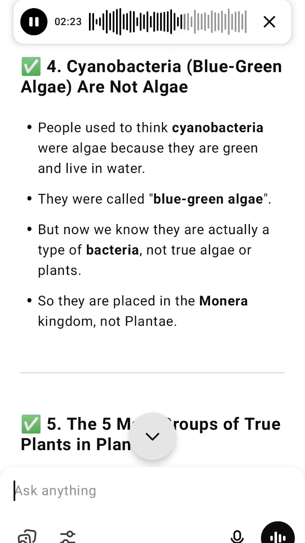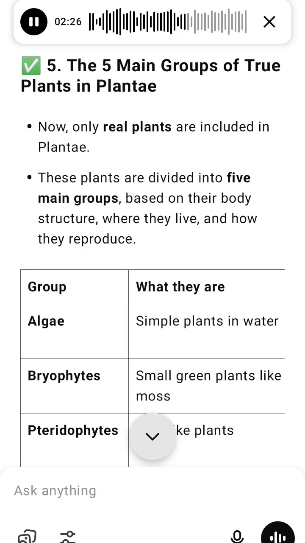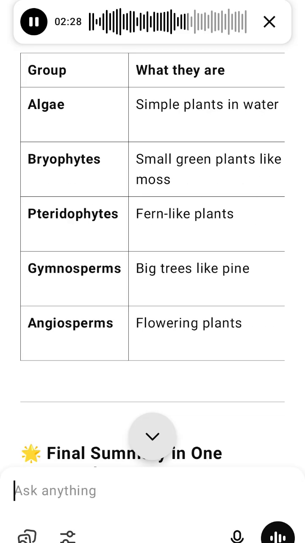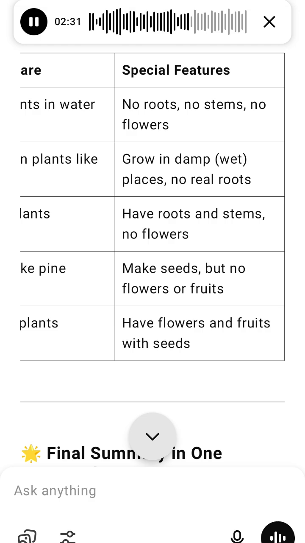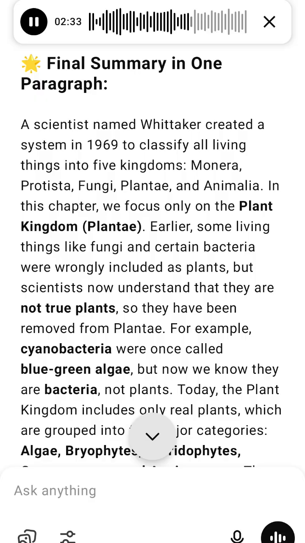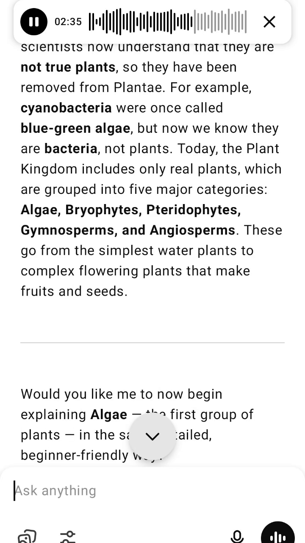Earlier, some living things like fungi and certain bacteria were wrongly included as plants, but scientists now understand that they are not true plants, so they have been removed from Plantae. For example, cyanobacteria were once called blue-green algae, but now we know they are bacteria, not plants. Today, the plant kingdom includes only real plants, which are grouped into 5 major categories: algae, bryophytes, pteridophytes, gymnosperms, and angiosperms. These go from the simplest water plants to complex flowering plants that make fruits and seeds.